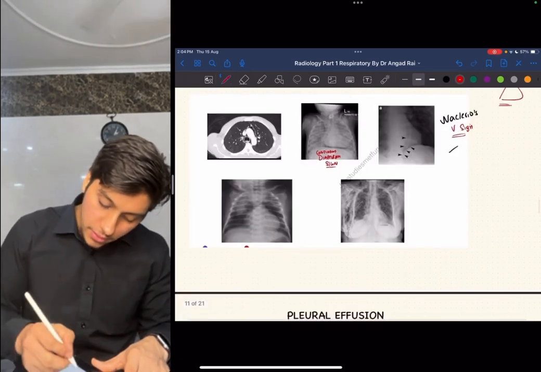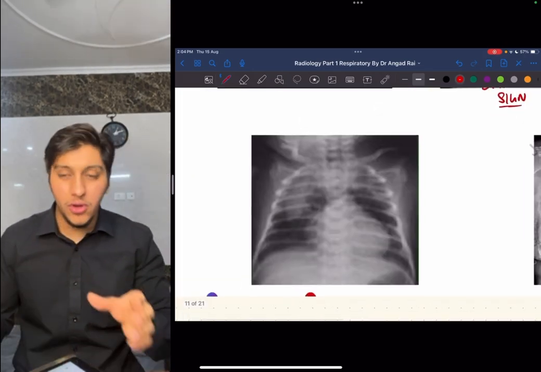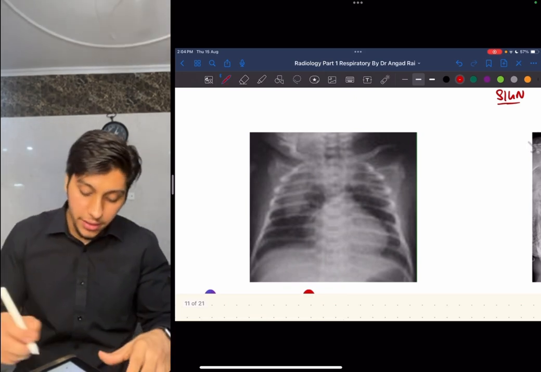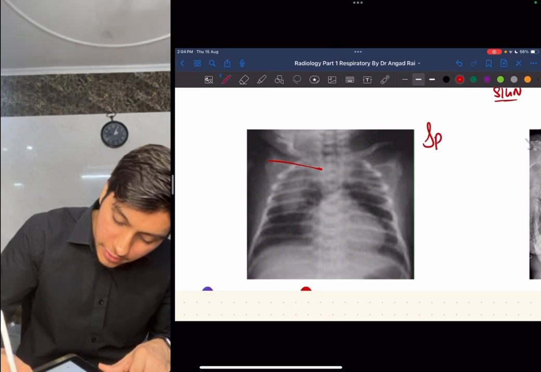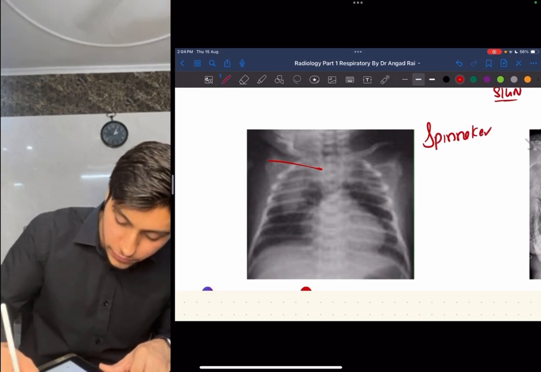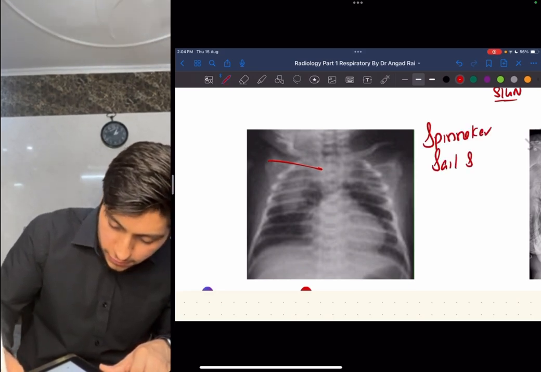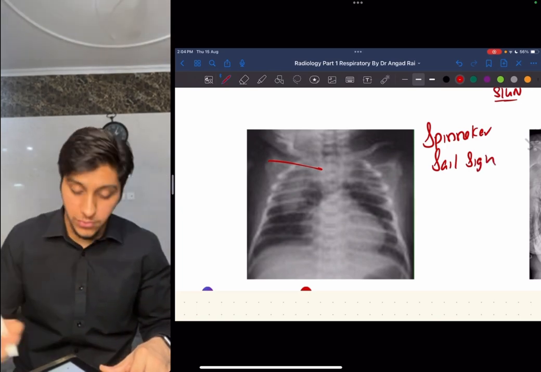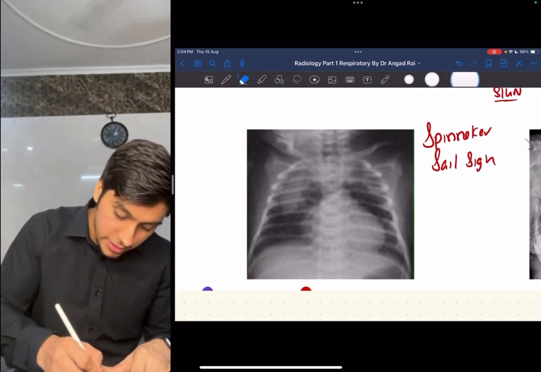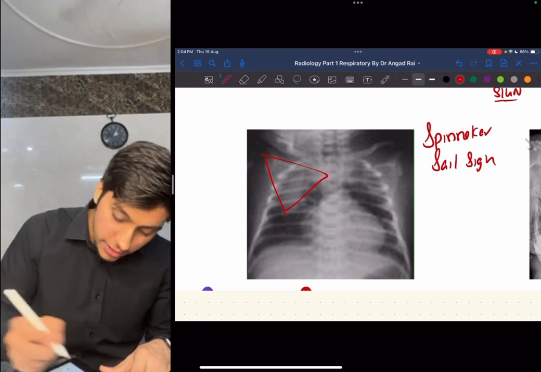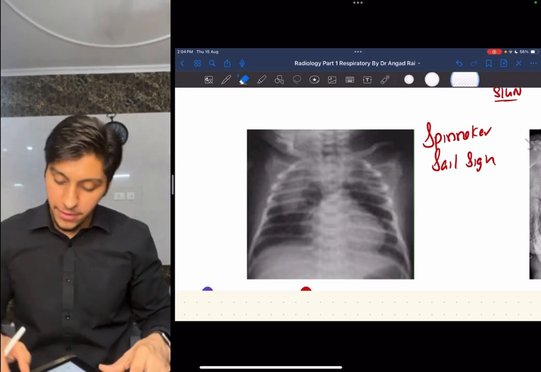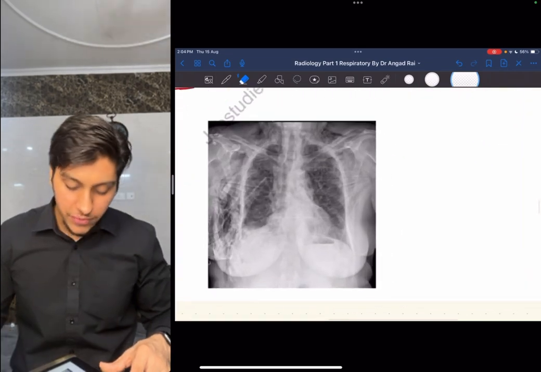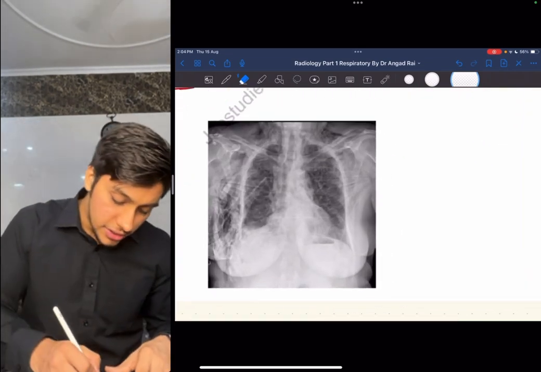Over here, because of the thymus and because of the pressure and the deviation, you will have something like this, a consolidation-type thing. This is known as Spinnaker's sail sign. It can be seen bilaterally as well, but what I'm trying to show is in this condition over here. This is also another condition seen in pneumomediastinum, known as Spinnaker's sail sign.